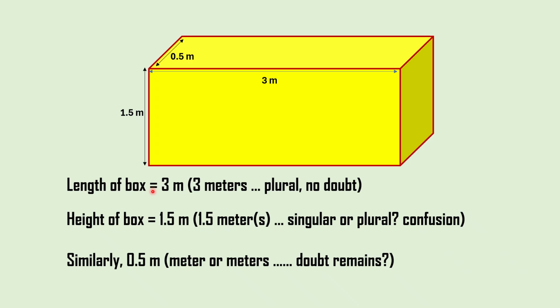Height of the box. See the vertical line, height of the box 1.5. Now it is neither meter nor meters. It's not 1, it's not 2 or more. 1.5. So what will you say? Singular or plural? Meter or meters? Confusion. Similarly, see this: 0.5. So what will you say? Now it is not 1. 1 means singular, but it is not 1. Less than 1. So what will you say? Meter or meters? A doubt remains. So for fractional quantities, what would be the correct form? Meter or meters? We shall see.